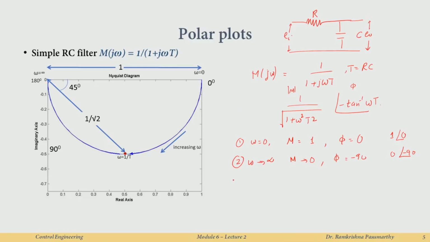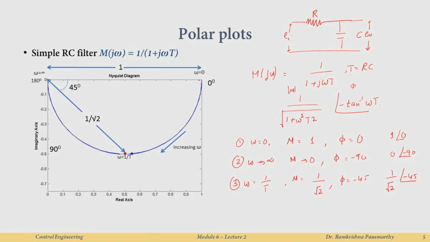Okay, so the third thing is what happens when omega is 1 over T. In that case, you can compute the magnitude M to be just 1 over square root 2, and the angle phi is minus 45. So I am just looking at a phasor which I want to plot, 1 over square root 2 angle of minus 45 degrees. That is this one. At omega equal to 1 over T, the magnitude is 1 over root 2, and the angle is negative 45 degrees.